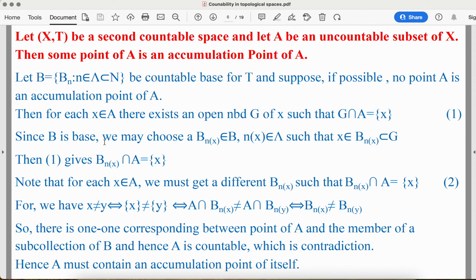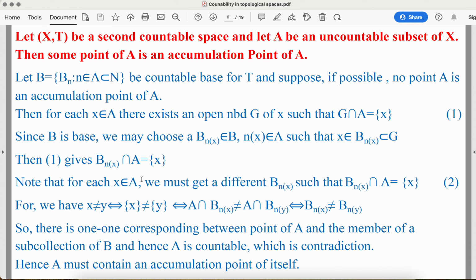Since B is a base, we may choose a set B_nx which belongs to B, where nx belongs to some indexing set, such that x belongs to B_nx and this is a subset of G. Then, because G intersection A is {x} and x belongs to B_nx which is a subset of G, it means B_nx intersection A is the singleton set {x}.